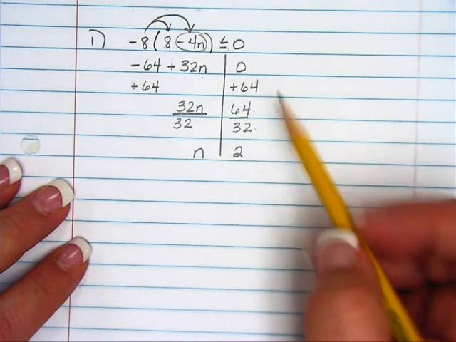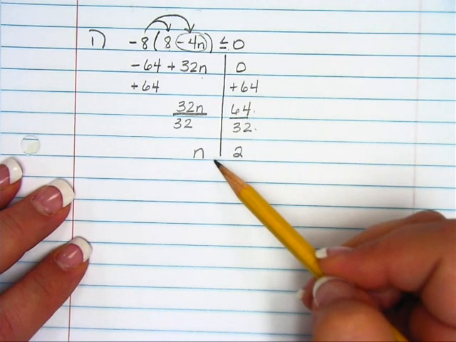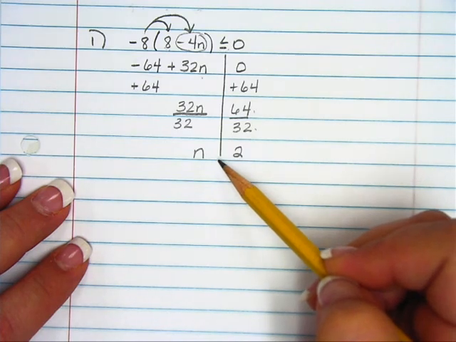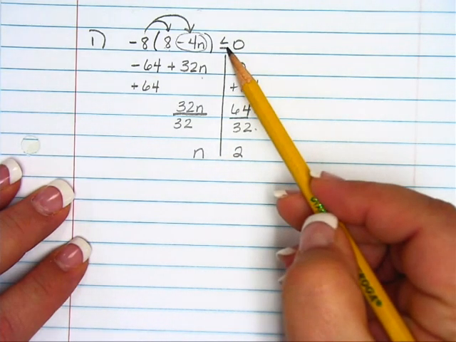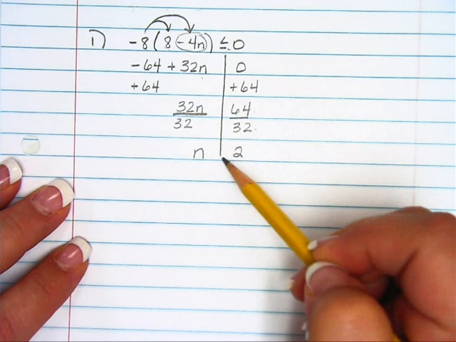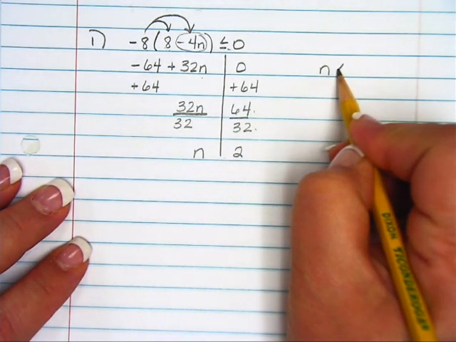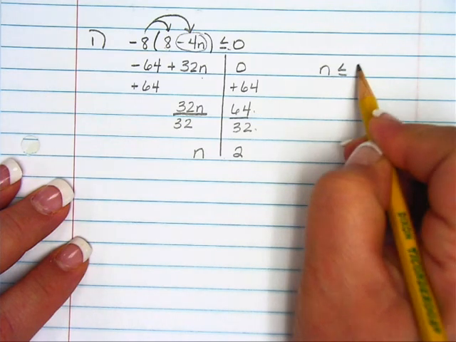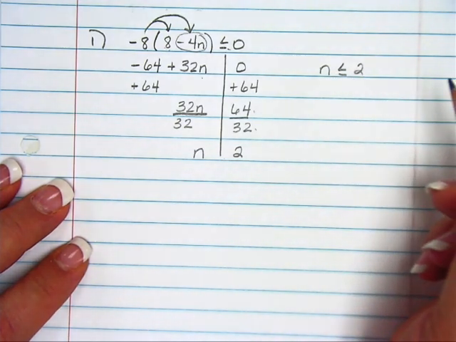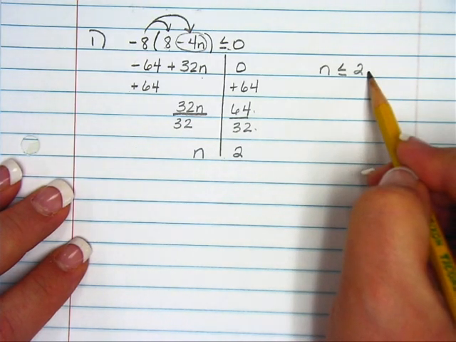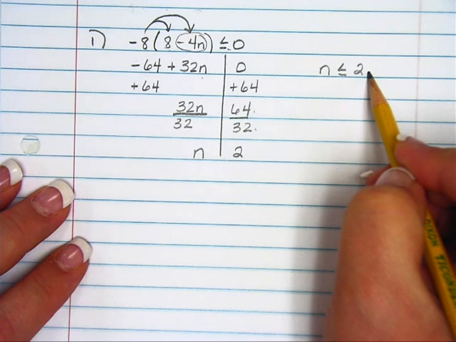Now, nothing special happened here. We didn't run into any special cases. So I simply look at the inequality sign that I have and bring it down. My answer would be n is less than or equal to 2. Now, how do we graph that? Because with inequalities, the answer consists of a symbolic answer and also a graphical answer.